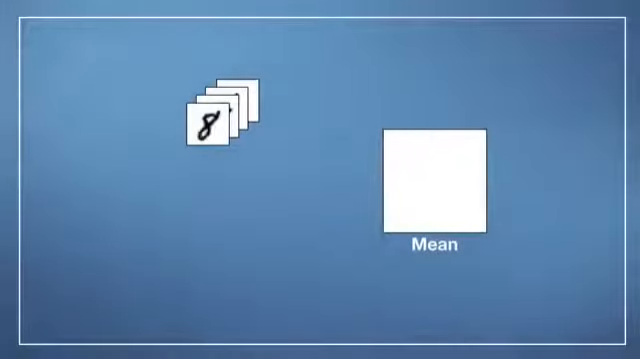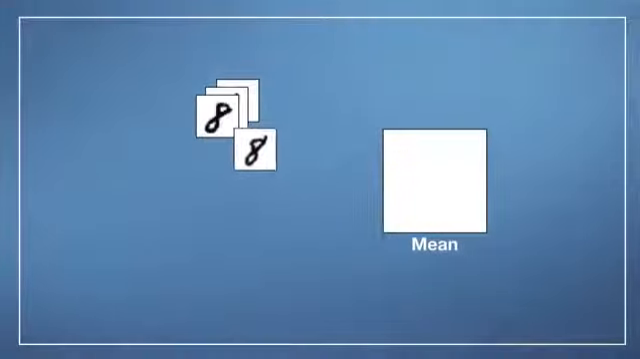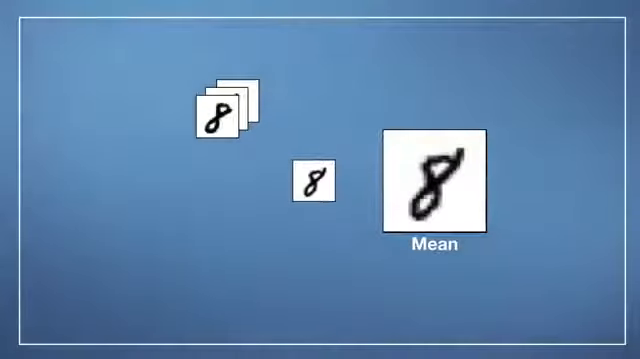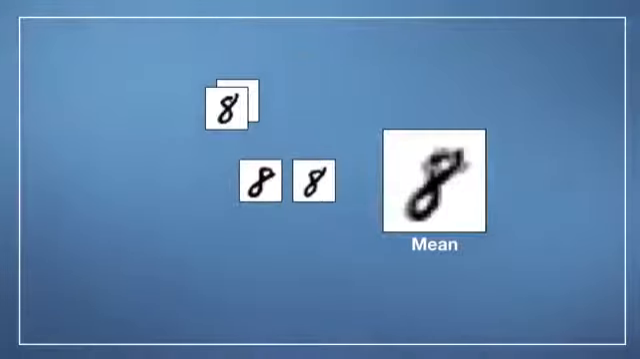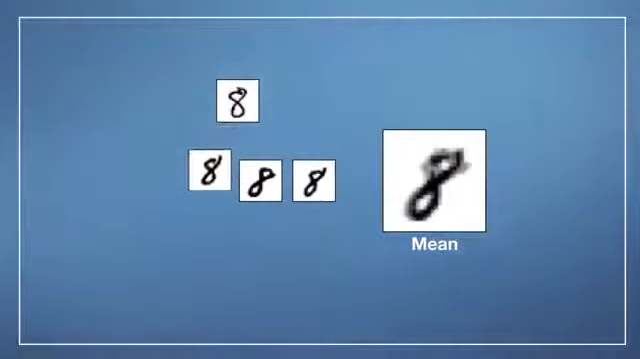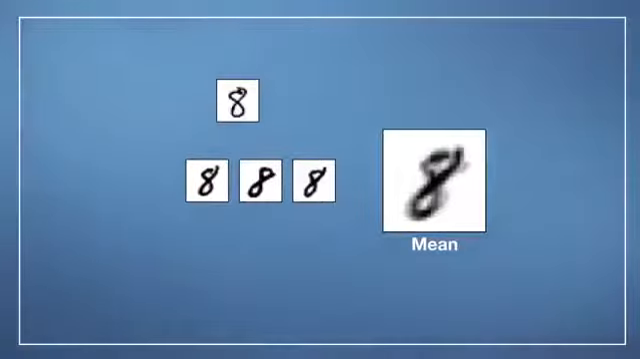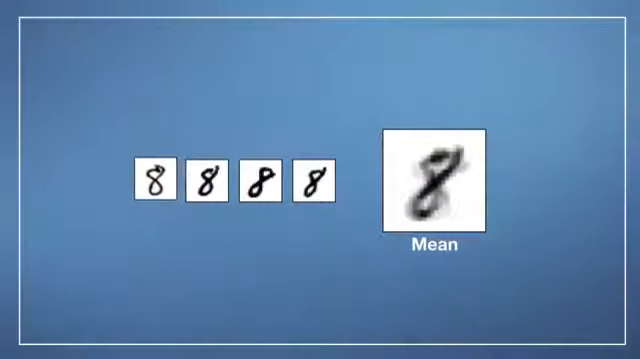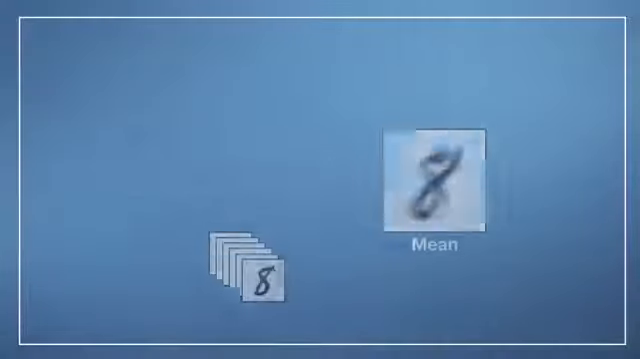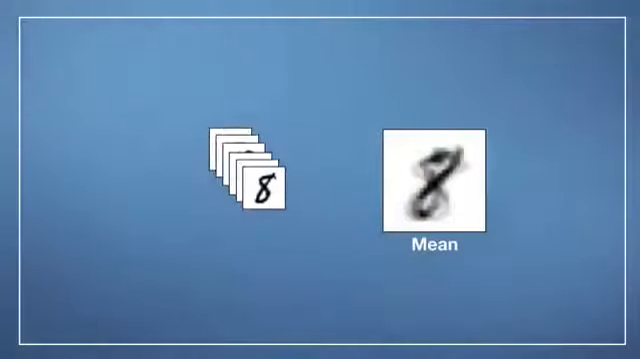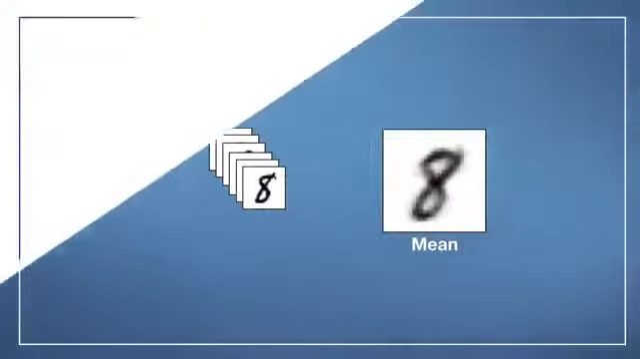Here's an example with 4 8s. The mean of the first one is just the image itself, but when we add the second image, we see that the average image now contains properties from both images. When we add the third image, the mean image is all 3 images on top of each other divided by 3. After the fourth image, we can still see characteristics of all 4 images in the average image. When we add more images to our dataset, the average digit becomes a bit more blurry. And if we take all 8s in our dataset, we get this 8 as the average image.